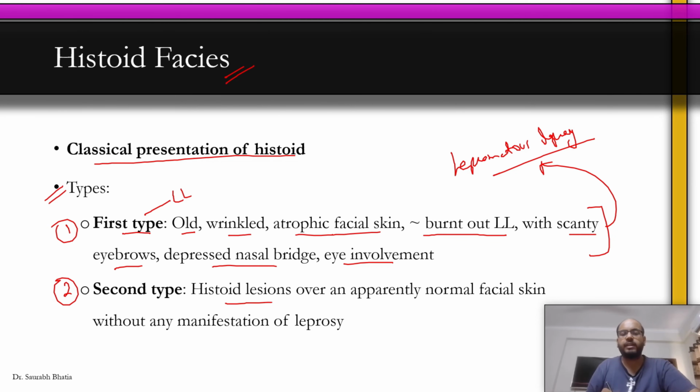Now coming to the second type of histoid facies, it will mimic the typical histoid nodules and plaques. So you will see histoid lesions over an apparently normal facial skin without any other manifestation of leprosy. So just to recap, in histoid facies, which is a classical presentation of histoid leprosy, two types are there, first type and second type. And first type shows features similar to lepromatous pole, while the second type shows features more characteristic of histoid leprosy. Clear? Let's move forward.